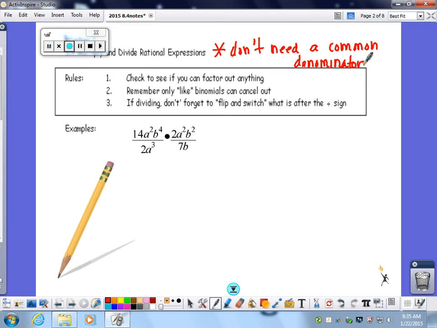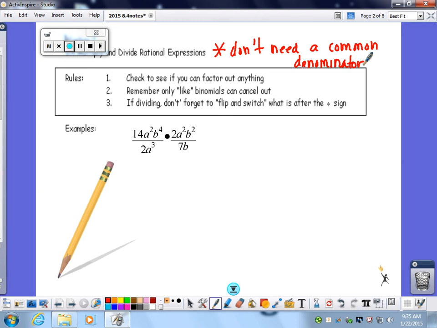Alright, here's our first example. Write down your example. If you need more time, pause the video. These are monomials because there's no addition or subtraction in this problem. So basically this is a Unit 6 problem.